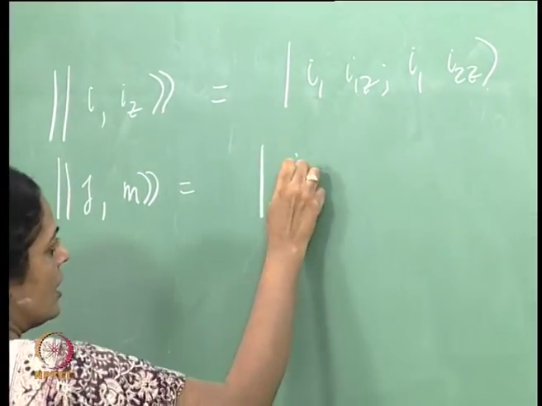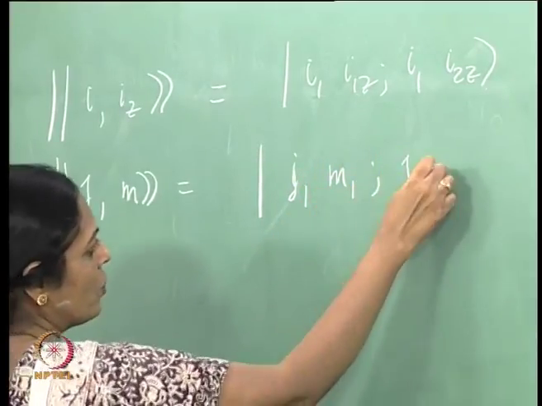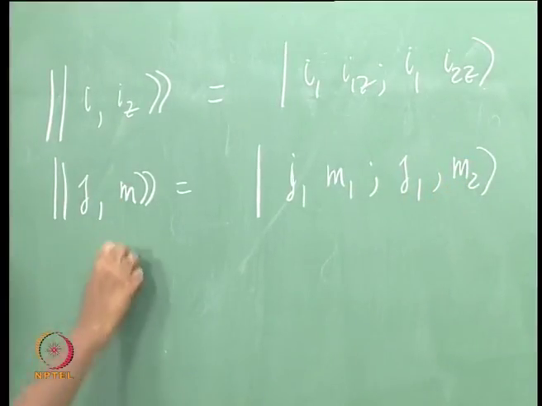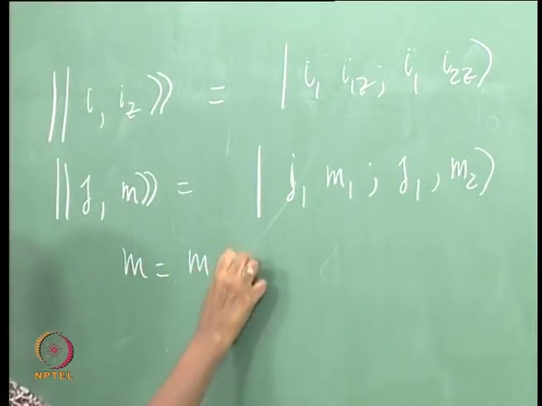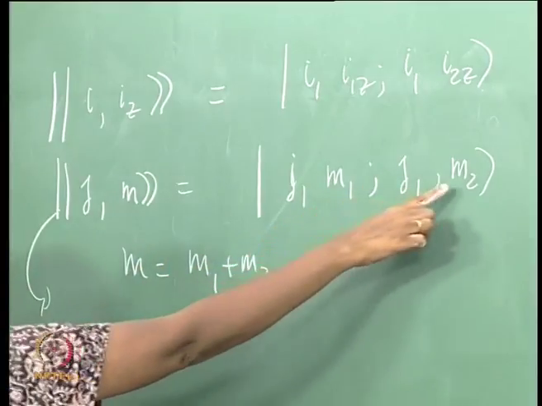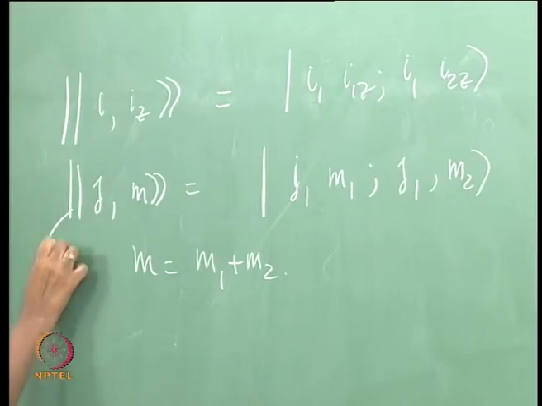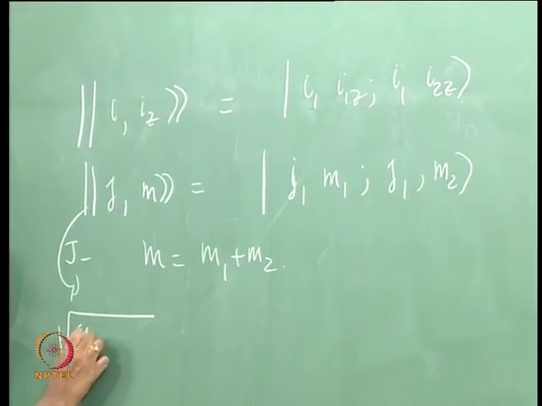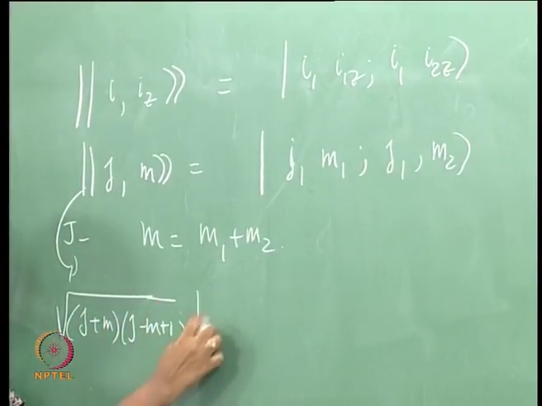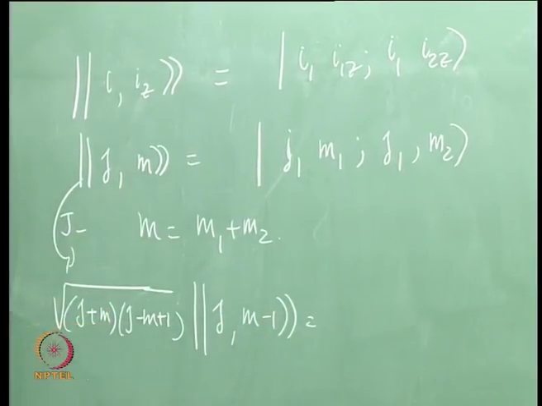So for instance it is J1 M1, it's the same J1 M2 because J1 equals J2. In my problem it is 1, and remember that M is equal to M1 plus M2. So this is symmetric under interchange of M1 and M2, it is clear. Now I use J minus on this, it gives me root of J plus M times J minus M plus 1, apart from the h-bar which I have set equal to 1, J comma M minus 1. This is what I have on the left hand side.